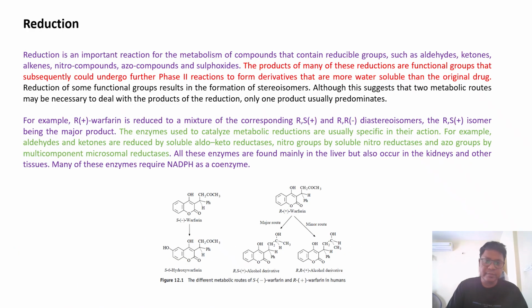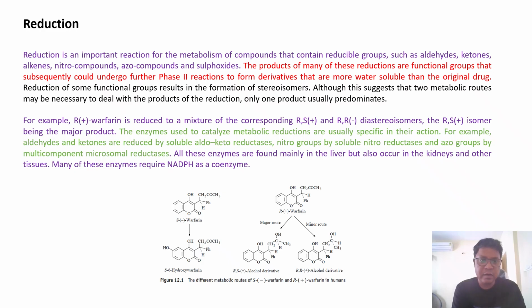Reduction. So this also comes under the phase one reaction. Reduction is an important reaction for the metabolism of compounds that contain reducible groups such as aldehyde, ketone, alkene, nitro compounds, azo compounds, and sulfoxide. The products of many of these reductions are functional groups that could subsequently undergo further phase two reactions to form derivatives that are more water soluble than the original drug.